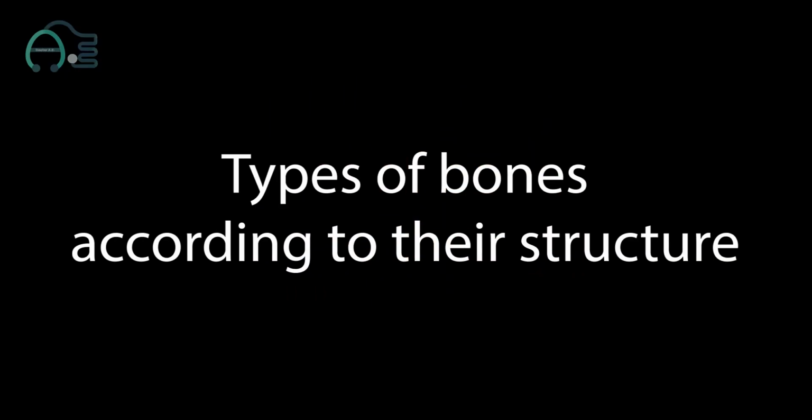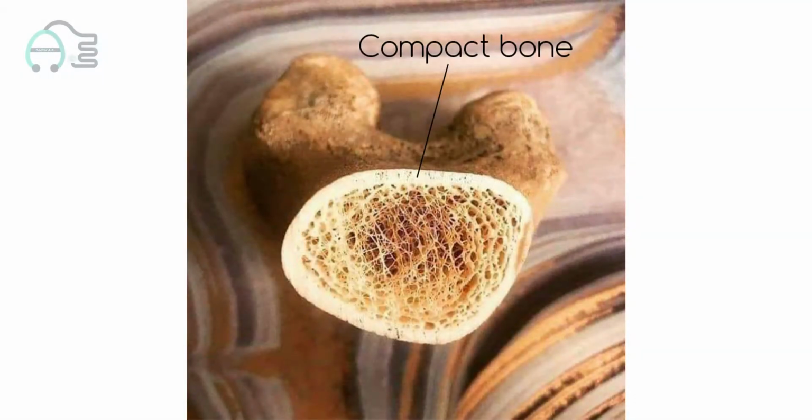Types of bones according to their structure. Compact bone, in which the ratio between bone substance to bone space is more than 1, this means that there is more bone tissue. Spongy bone, in which the ratio between bone substance to bone space is less than 1:1, this means that there is more empty space.